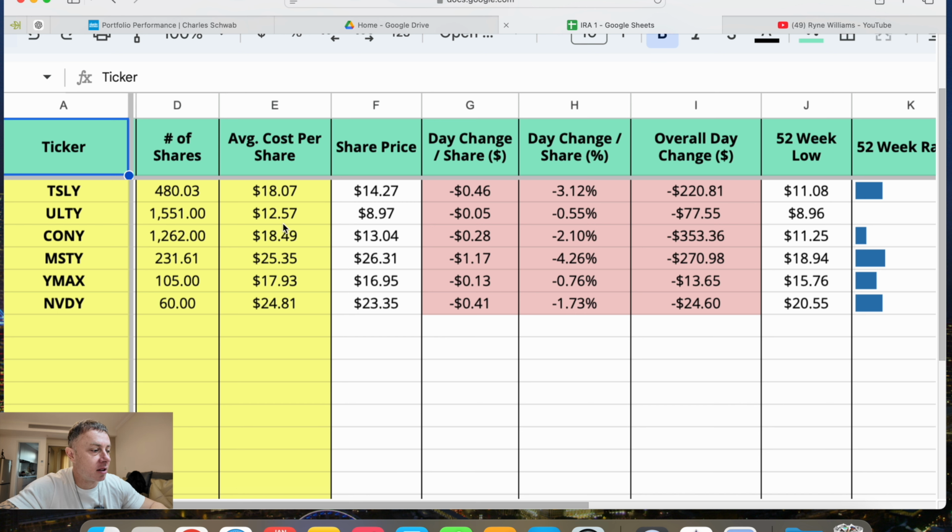The reason why my Tesla price is so high, because I bought this before the split, and then when it split, the price went up. So that's why my price is like that.